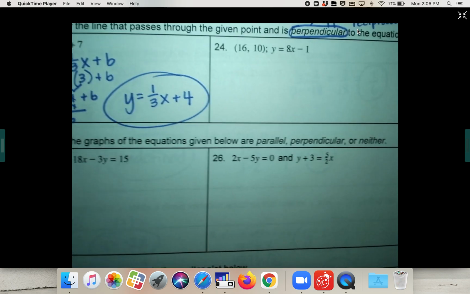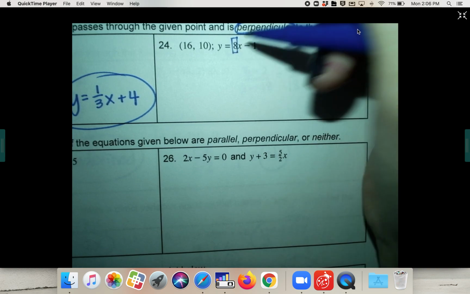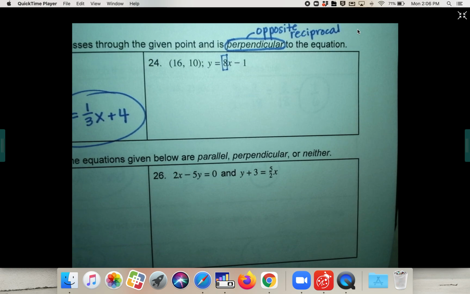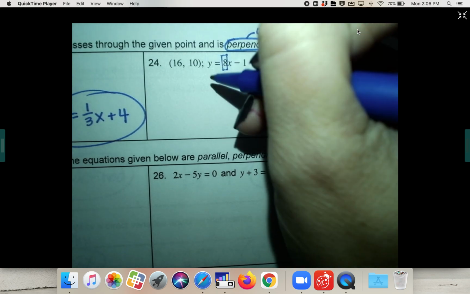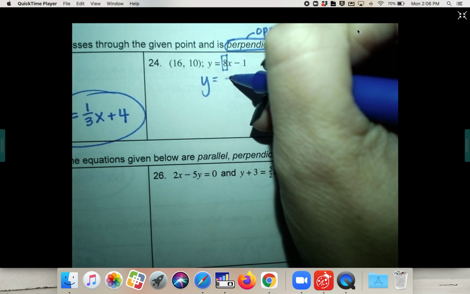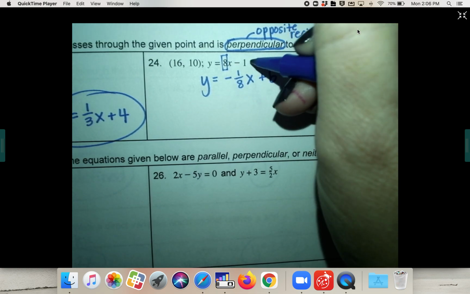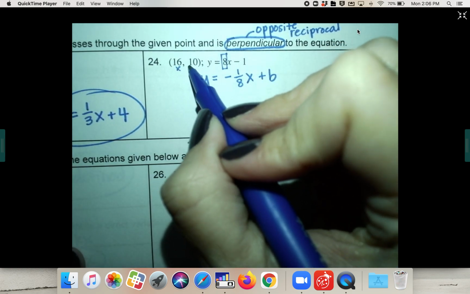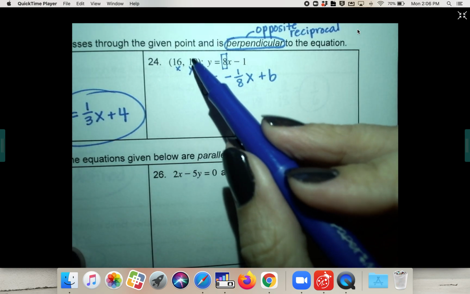All right, last one of these. Look at your slope, which currently is 8, and think about what the opposite reciprocal would be for that. So the opposite reciprocal of 8 would be negative 1/8, because you flip it. So we're looking at y equals negative 1/8 x plus b, because again, I don't care what their y-intercept is, we need to find a new one. Then we're going to borrow this x and this y to plug them in to calculate b. So 10 is now my new y.